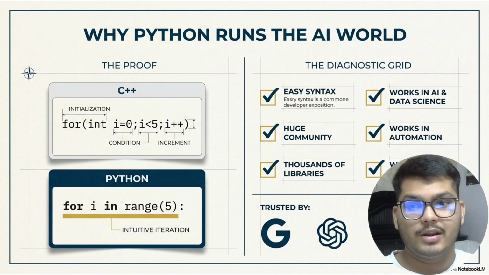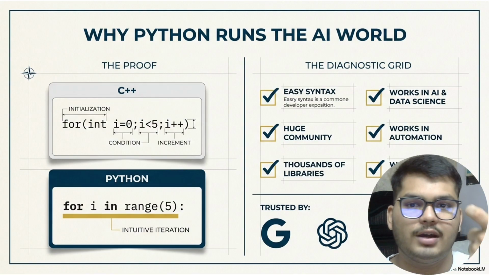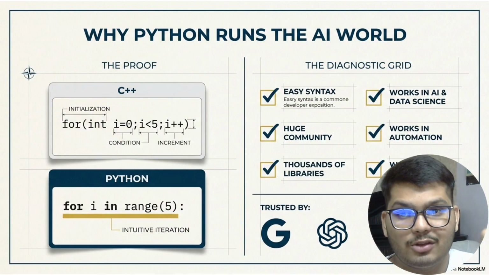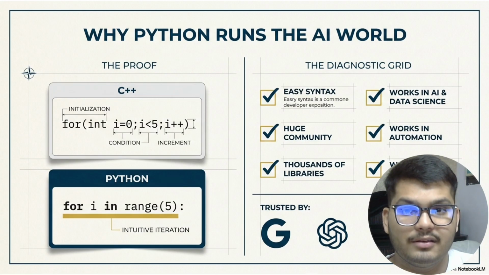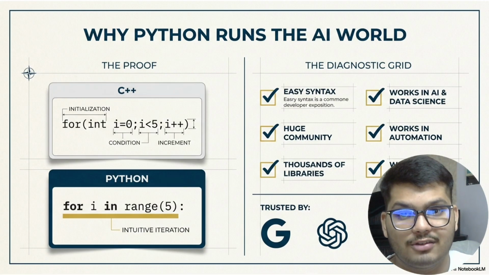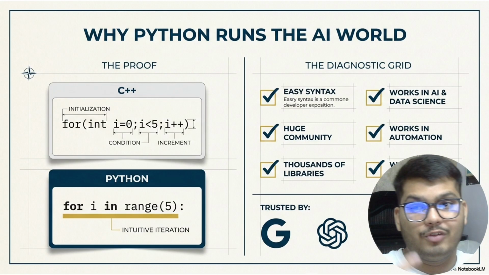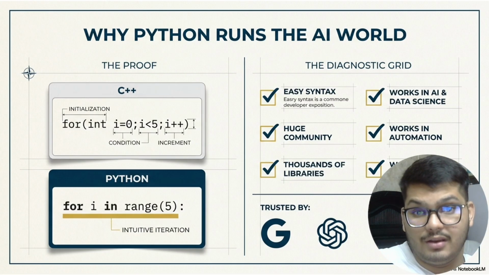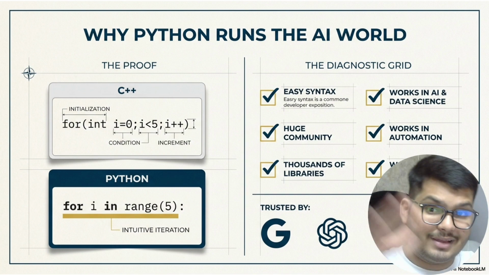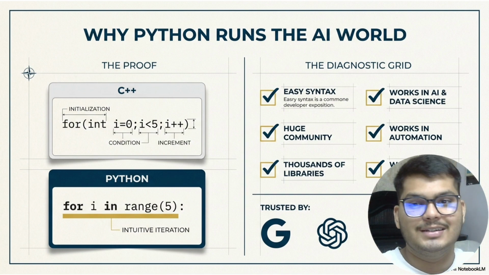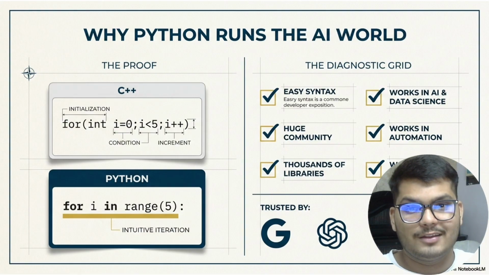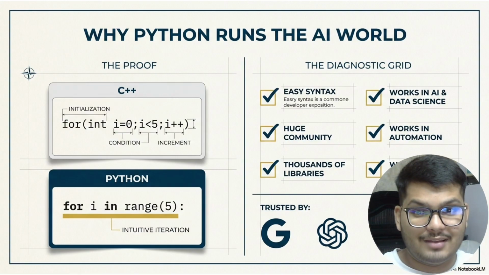If you want the numbers from 1 to 5, what you will do in C++ is write for (int i = 0; i < 5; i++). So basically you need an initialization, a condition, and an increment. These three things you need. In Python you just need a simple line: for i in range(5): print(i). So you will get the numbers easily. That's how easy it is.